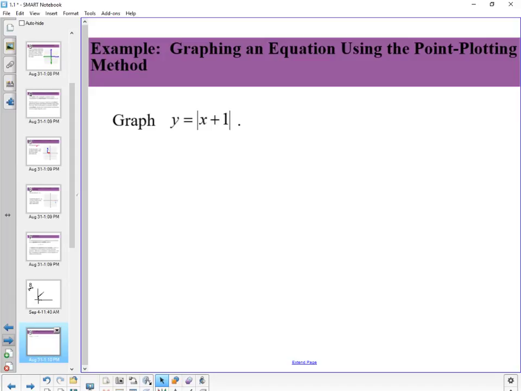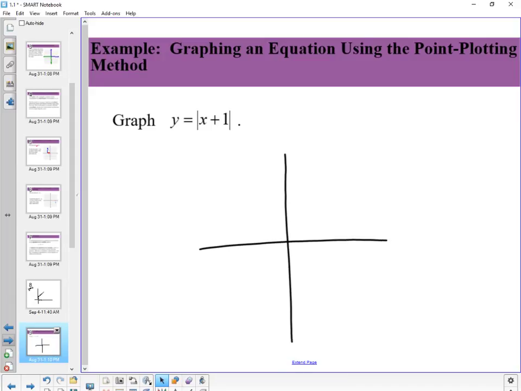Well, this one's absolute value of x plus 1. It's 2, so it's infinity, but it can't be. It can only have 1, 2, or none. It can have 2, 1, or none. Let me show you why.